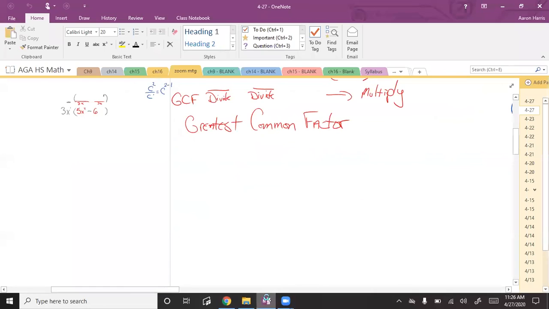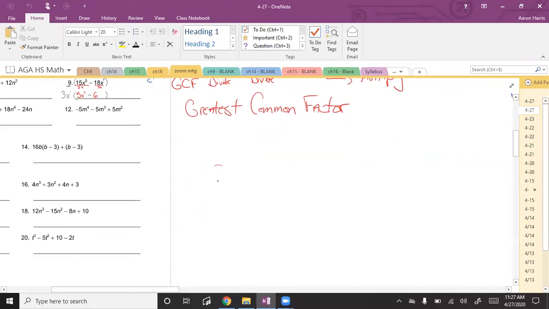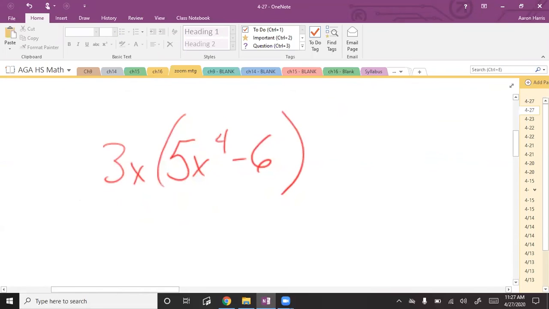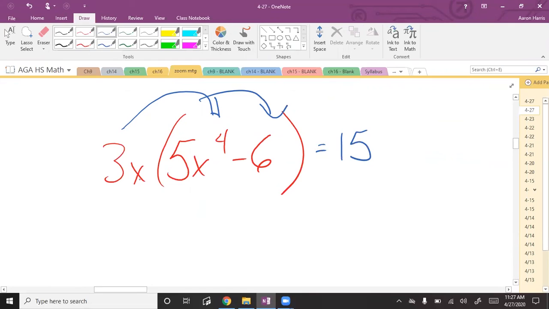And with that distributing, goodness gracious. All right, let's go down here. 5x to the 4th minus 6. If I gave you just that problem, you would distribute. And with you distributing, you would go here and here. And then 3 times 5 is what? 15. X times x to the 4th is what? X to the 5th. And 3 times negative 6. Negative 18. And the x is X. Correct. That's how it goes.